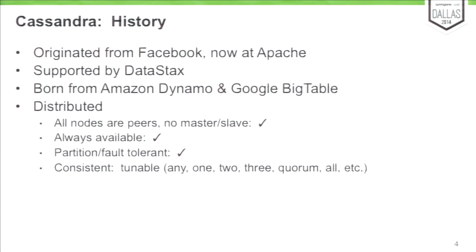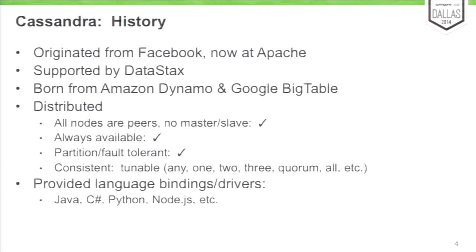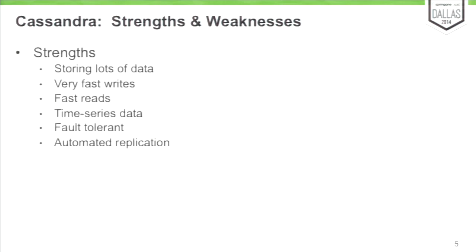The consistency is tunable. So in two of these three things, you usually need to give up one. The one they gave up here was consistency, but you can decide just how consistent you need it to be. You can make sure that your request succeeds on just one node, on two nodes, any nodes, a quorum, which is majority plus one, 50% plus one, etc. There are many language bindings. Of course, we're only going to talk about the Java binding here.